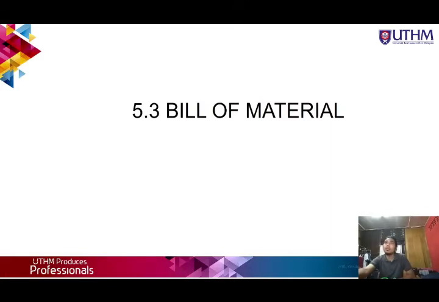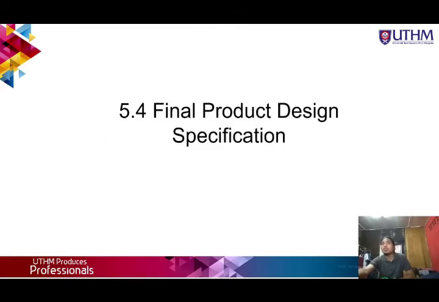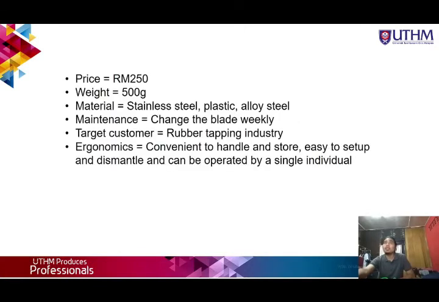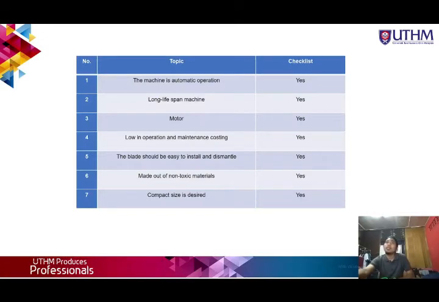Then we go through the bill of material of our product. This is the complete bill of material of our product. Then we go through the final product design specification. This is our product specification. And then we go through the complete design checklist. And this is our complete design checklist.